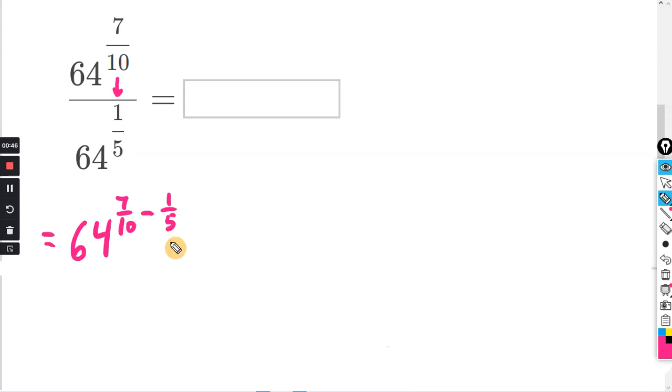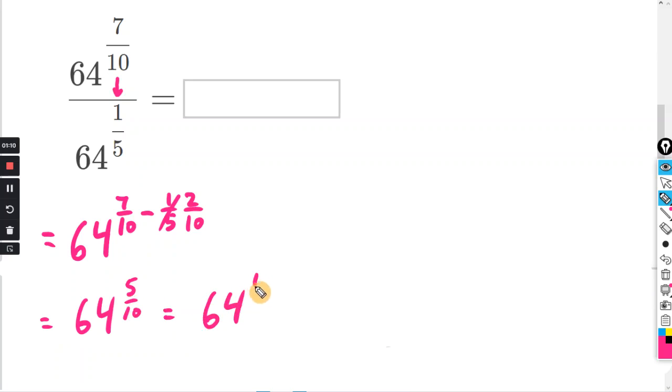Now, of course, we have to convert to a common denominator. 1/5, multiply top and bottom by 2. That's going to be 2/10. Okay, so we have 64. 7/10 minus 2/10 is 5/10. And reducing that fraction for the exponent, that's going to be 64 to the power of 1/2.